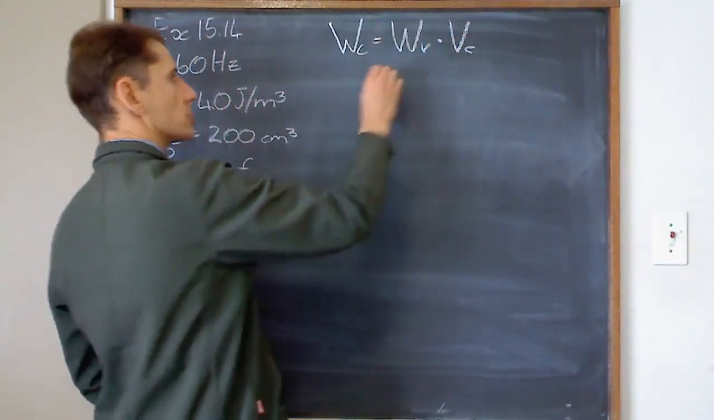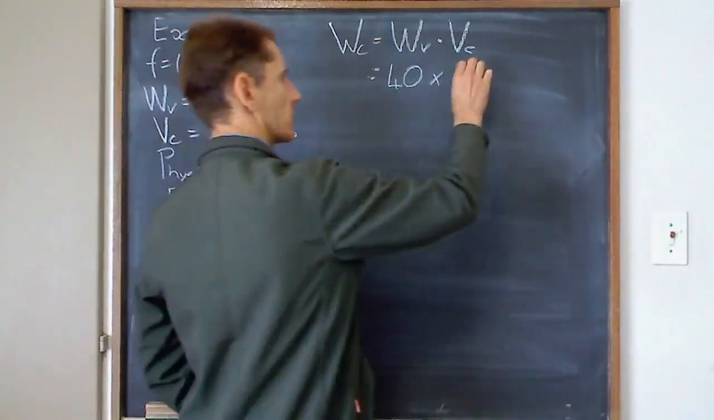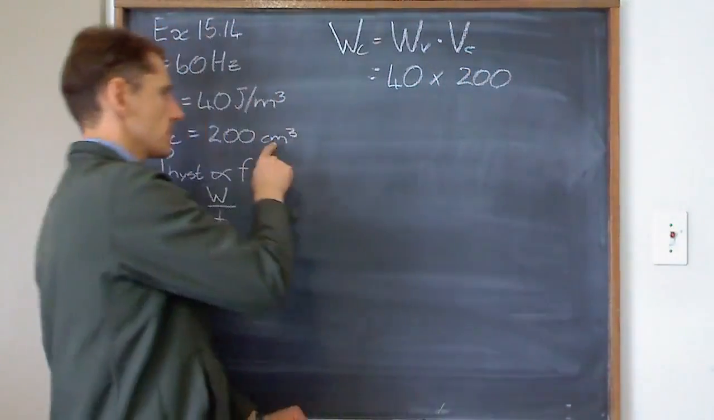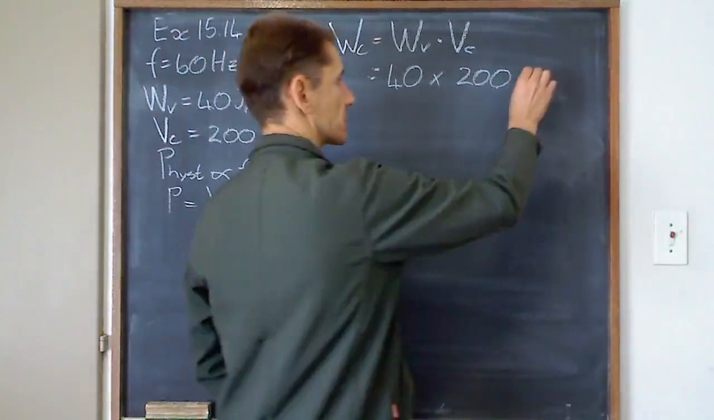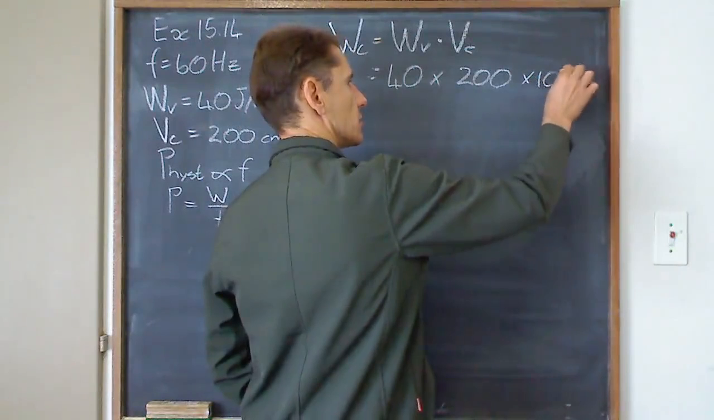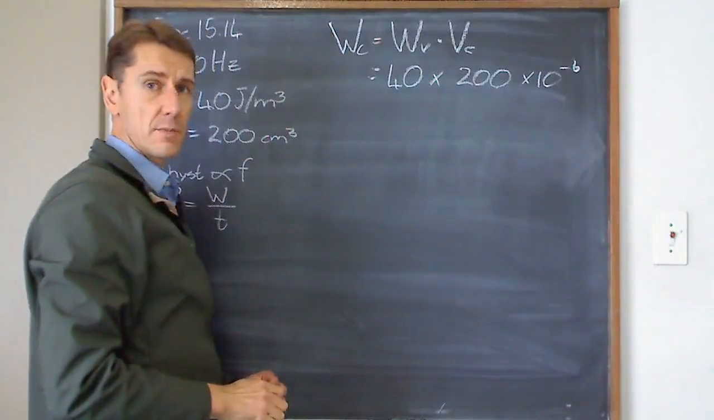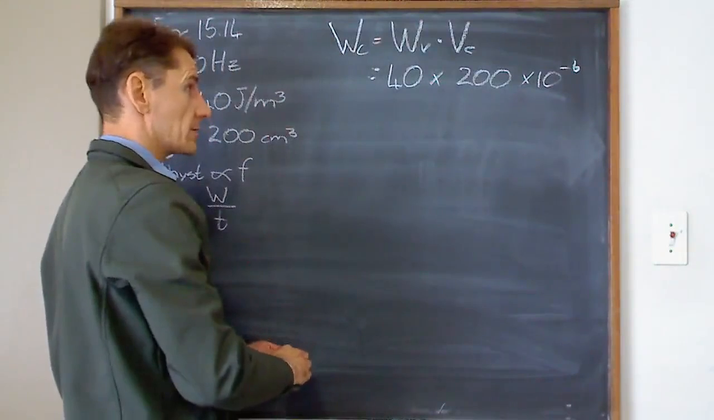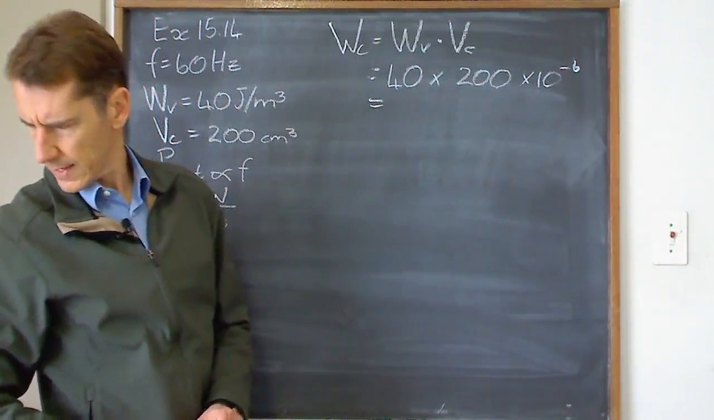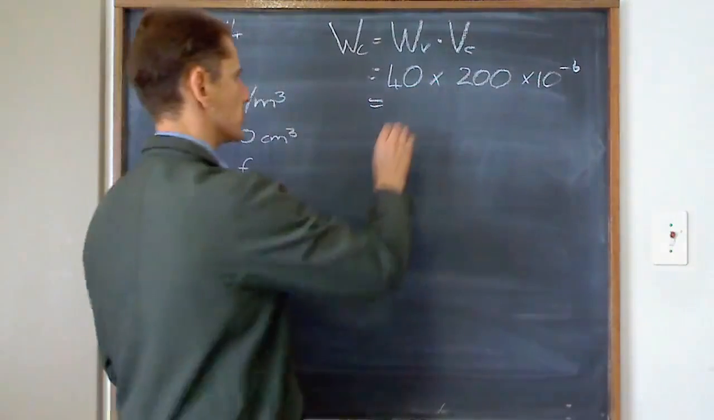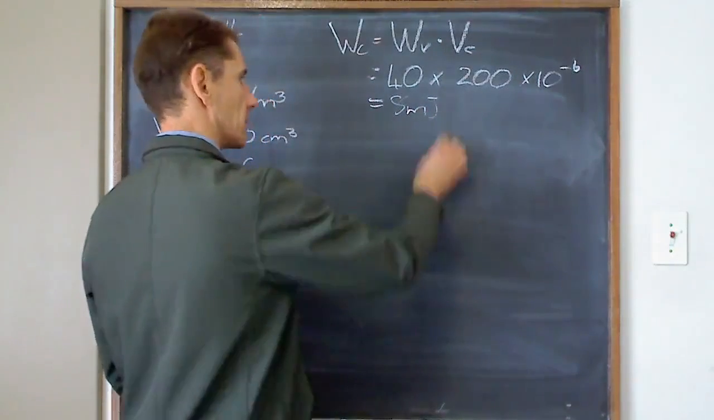So I've got 40 joules per cubic meter, times the volume of the core, 200. But what's the problem here? Cubic centimeters, cubic meters. So I need to convert cubic centimeters into cubic meters, so that's times 10 to the minus 6, because a centimeter is 10 to the minus 2 meters, you take that to the cube and you get 10 to the minus 6. And then we get 8 millijoules.